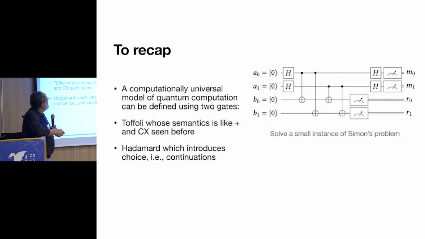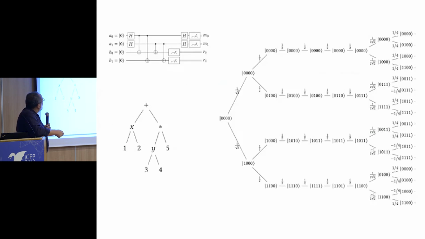So first, before I jump in, just to recap what we have so far. We have a model of computation for quantum circuits that is Hadamard and Toffoli. Toffoli is classical semantics. Hadamard gives you choices, which we model using continuations. Okay, so here is a bigger example that I want to use to illustrate an important point. The example again is nothing new. We've seen Hadamard, you've seen these gates, more Hadamards.